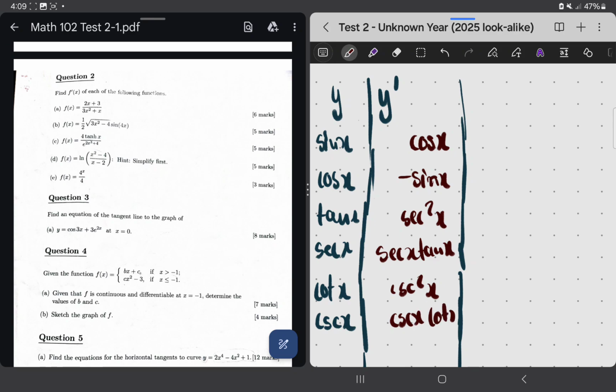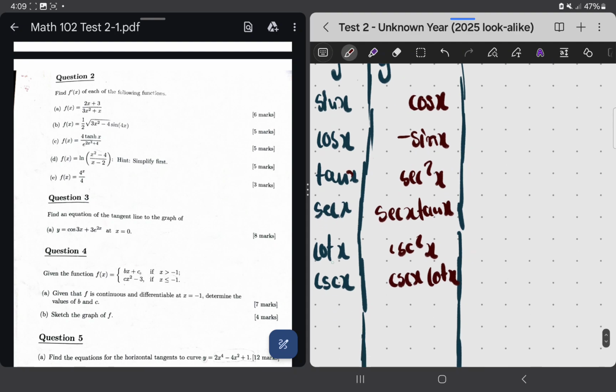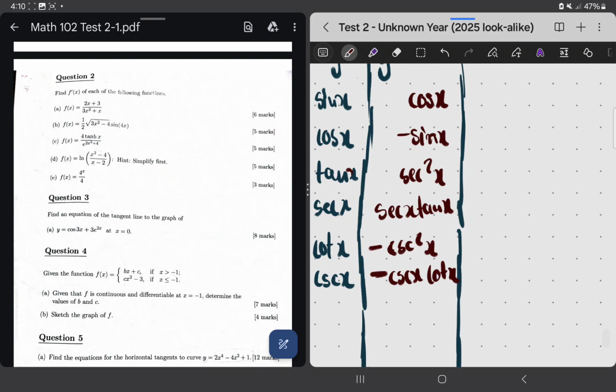Because we know that tan and sec squared are related. So tan gives you sec squared, but sec can't give you tan squared. So it will give you sec x tan x because it's the weaker one. Cot and cosec are related. Cot will give you cosec squared, but cosec can't give you cot squared because it's the weaker one. It will give you cosec x, then cot x. But these last two should be negative.